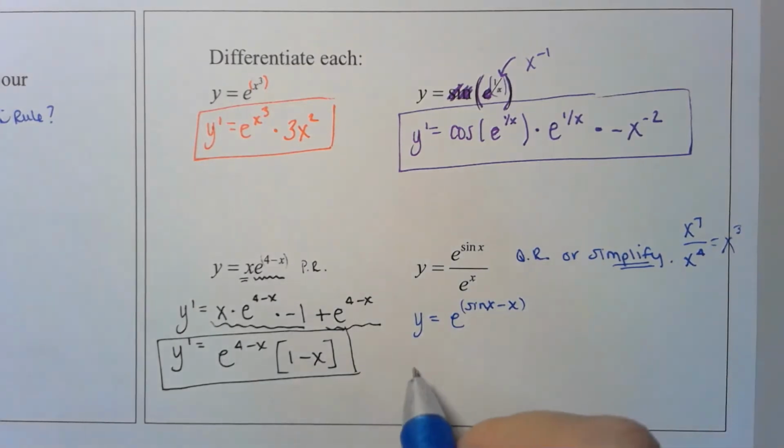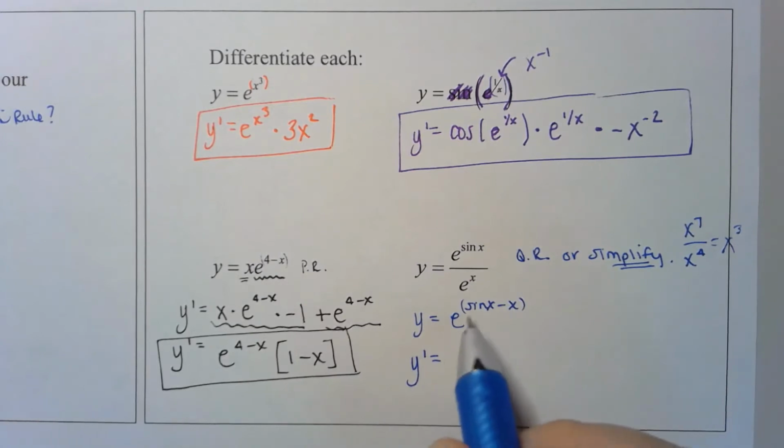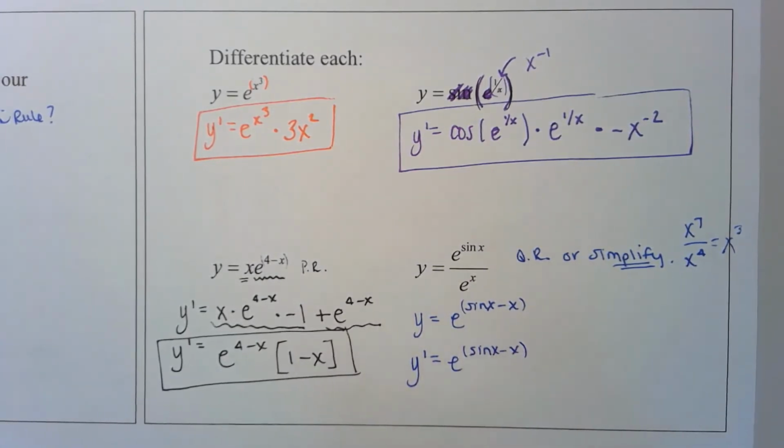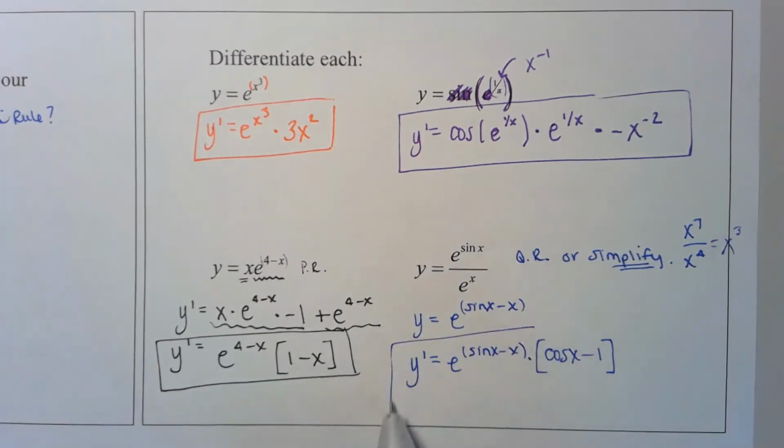But I could. All right, here we go. The derivative of an exponential is itself, so e to the sine of x minus x, times the derivative of the exponent, which is cosine of x minus 1. Make sure you have brackets or parentheses, right? The derivative of that is 2 terms, so we have to make sure we multiply by that whole thing.